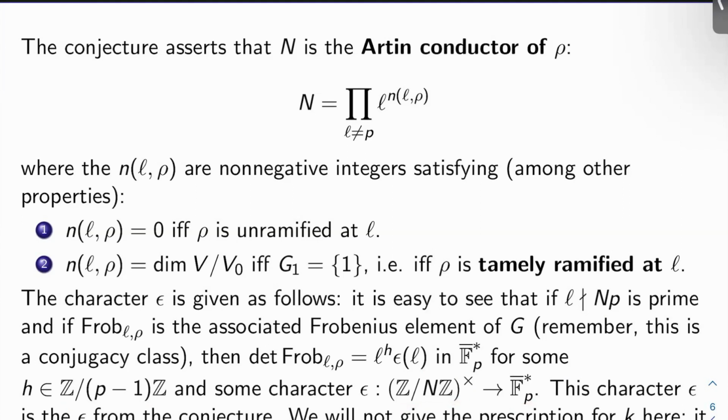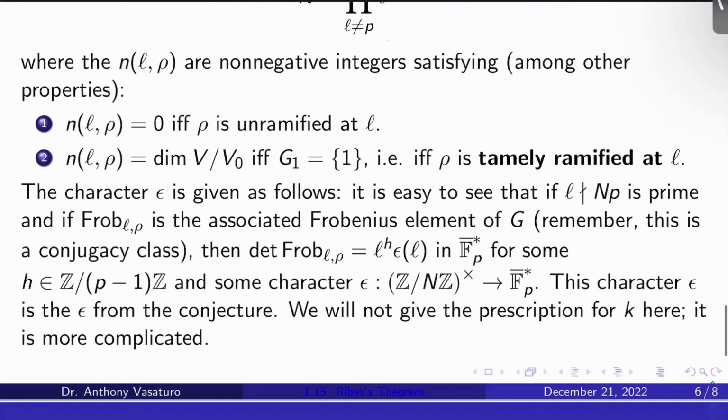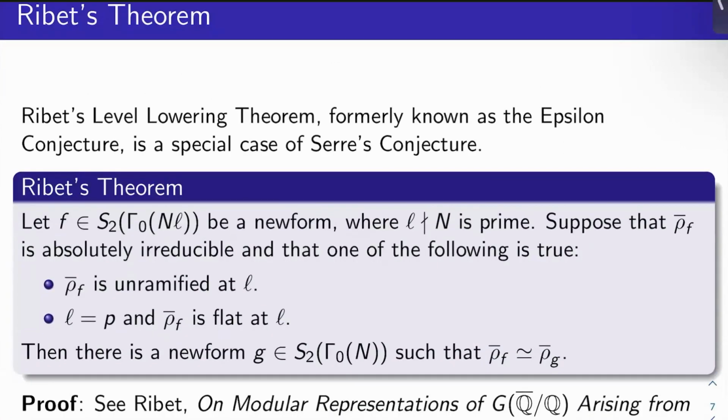It's a little bit more complicated, but you can see Serre's paper on his conjecture. There's a whole paper from Serre on his conjecture, which is where this originates. And in fact, there's even an English translation. Okay. So why am I talking about Serre's conjecture, even though it's not that important in generality for this video? It's because Ribet's theorem, or Ribet's level lowering theorem, if you like, formerly known as the epsilon conjecture, is actually a special case of Serre's conjecture.